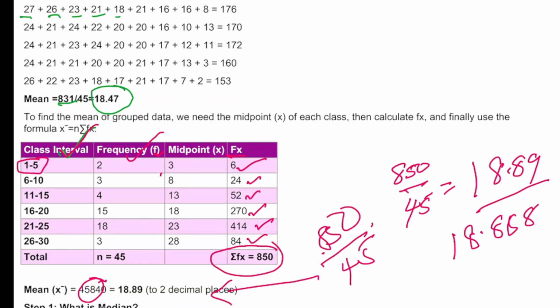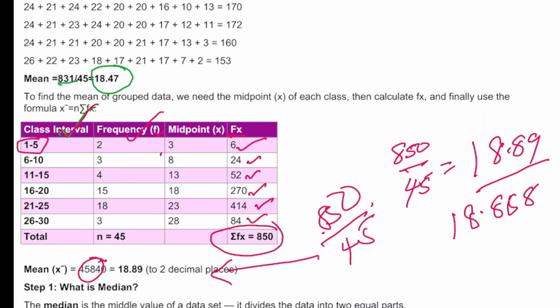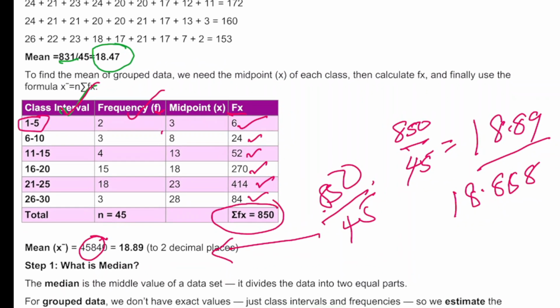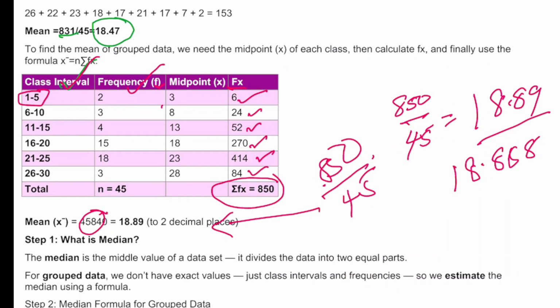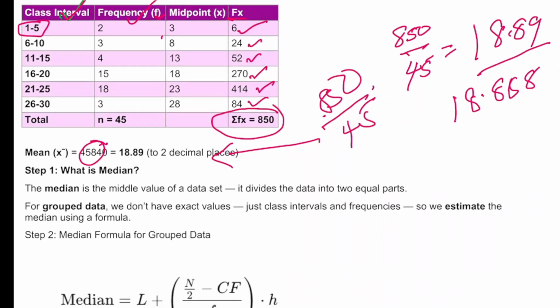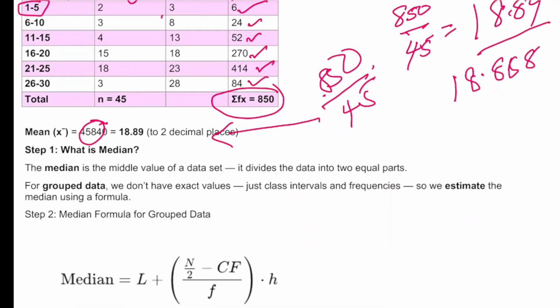So if you look at 18.88 and the mean for the ungrouped data, there is that closeness. The figures are not far from one another. So it all depends on the examiner. Was it for grouped data or ungrouped data? In this case, I will assume this is for the grouped data, but I have done the two for comparison reasons.